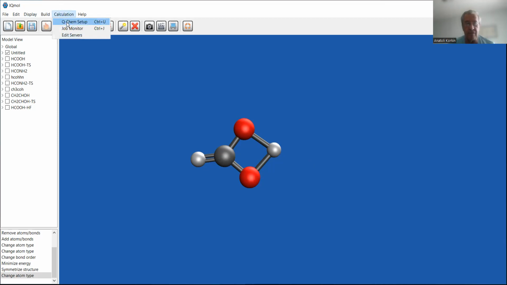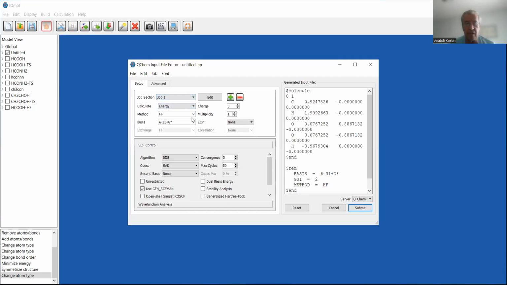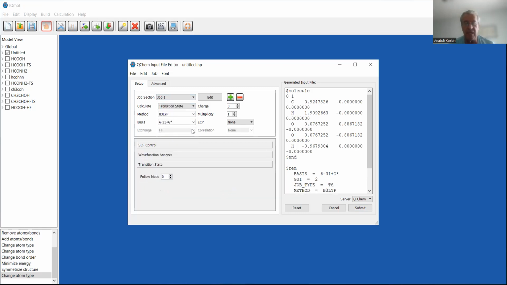I do the Q-Chem setup, and as I mentioned, I select B3LYP as the level and 6-31+G* as the basis set. So I need to do geometry first. No, not geometry. In this case, a transition state. I go to search for transition state. In other cases, if it's a molecule, then it should be a geometry search. So in this case, a transition state.